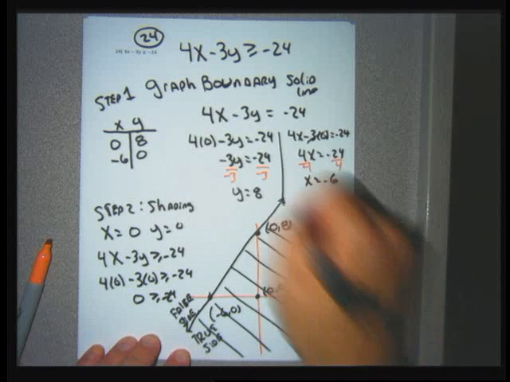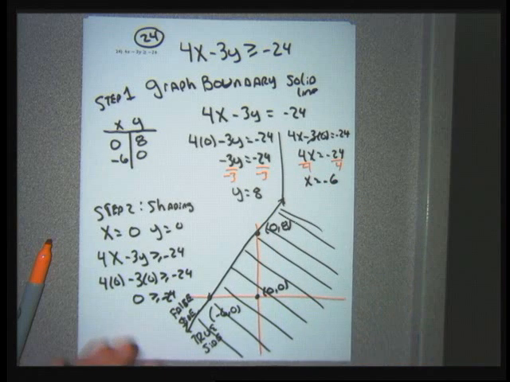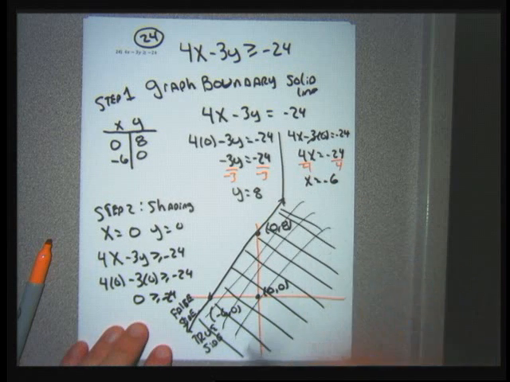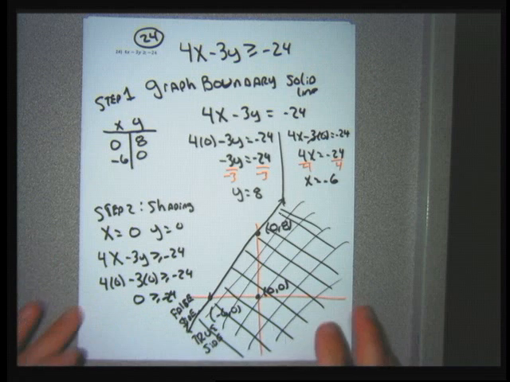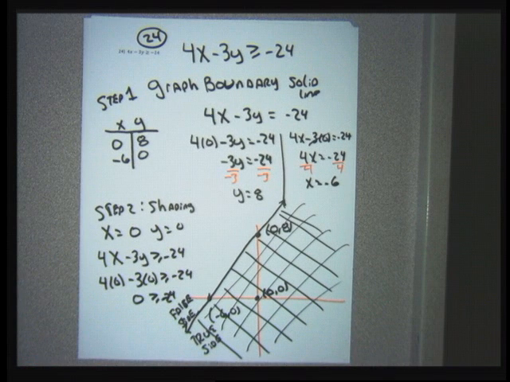And usually that's all I do for my shading. I don't physically darken it all in like with a highlighter, but you can if you have that at your disposal. So we started off with only x's and only y's, then we mixed into x's and y's.